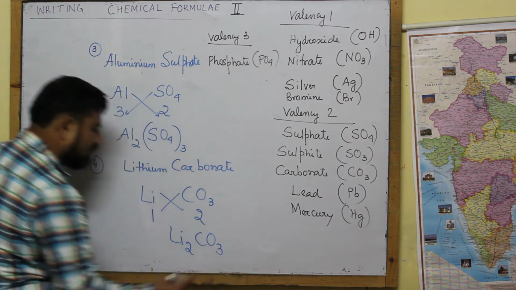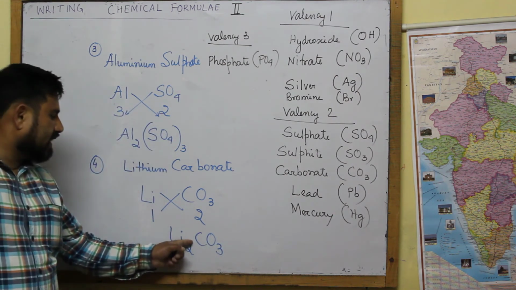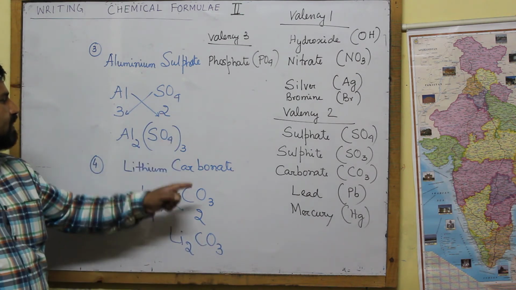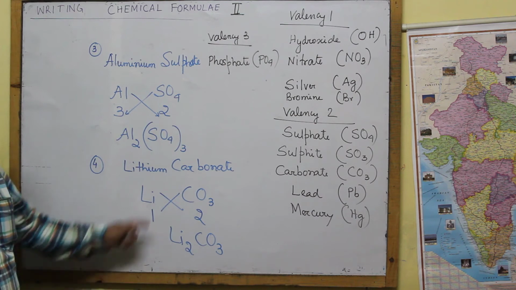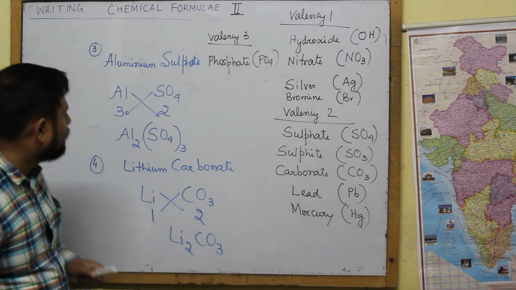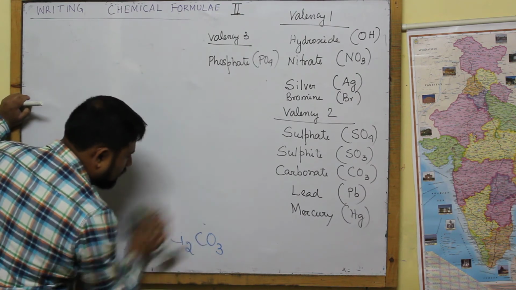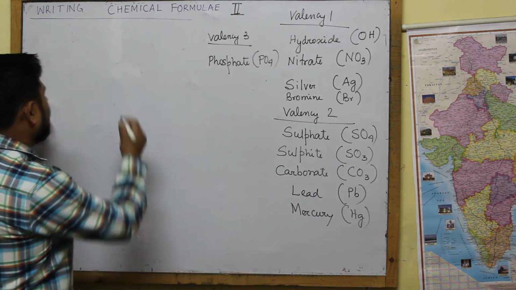Li2CO3. Why didn't we write a bracket here? It was only 1. And even if it was 2, we could have written a bracket and then written 2 something like this. So this is for lithium carbonate. Take another example. Let's take the example of silver nitrate and see what should be the formula of silver nitrate.